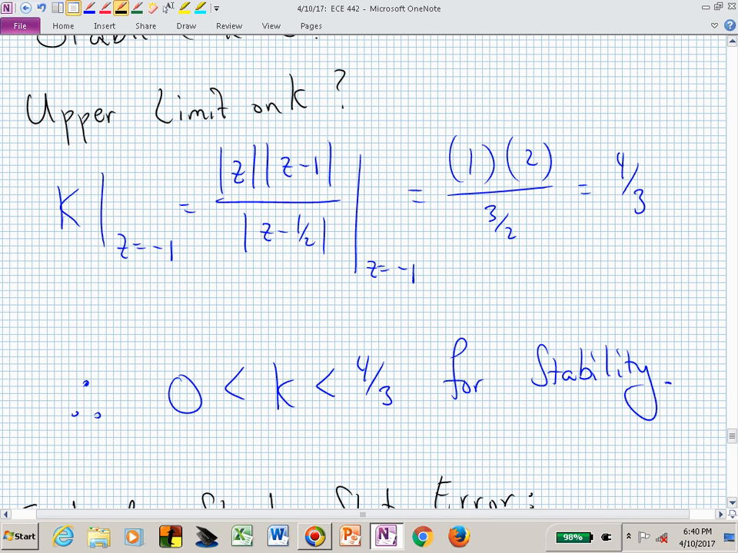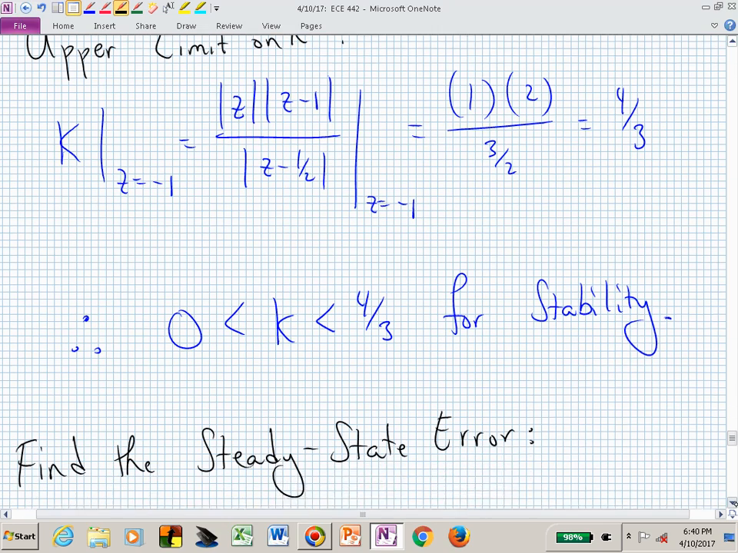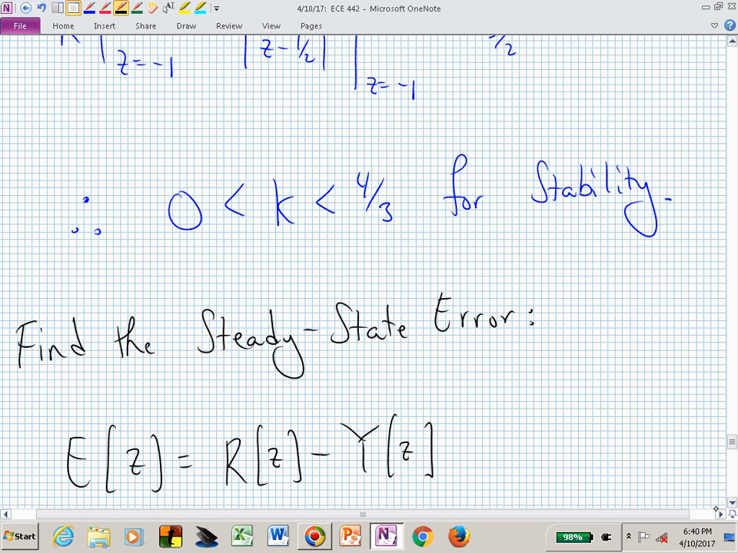With a PI controller with alpha equal to 1/2, I can now crank up my gain from 0 up to 1 1/3. I probably don't want to make it that high because that's going to get my second pole very close to -1, which probably isn't a very good location. Can I find the steady state error?